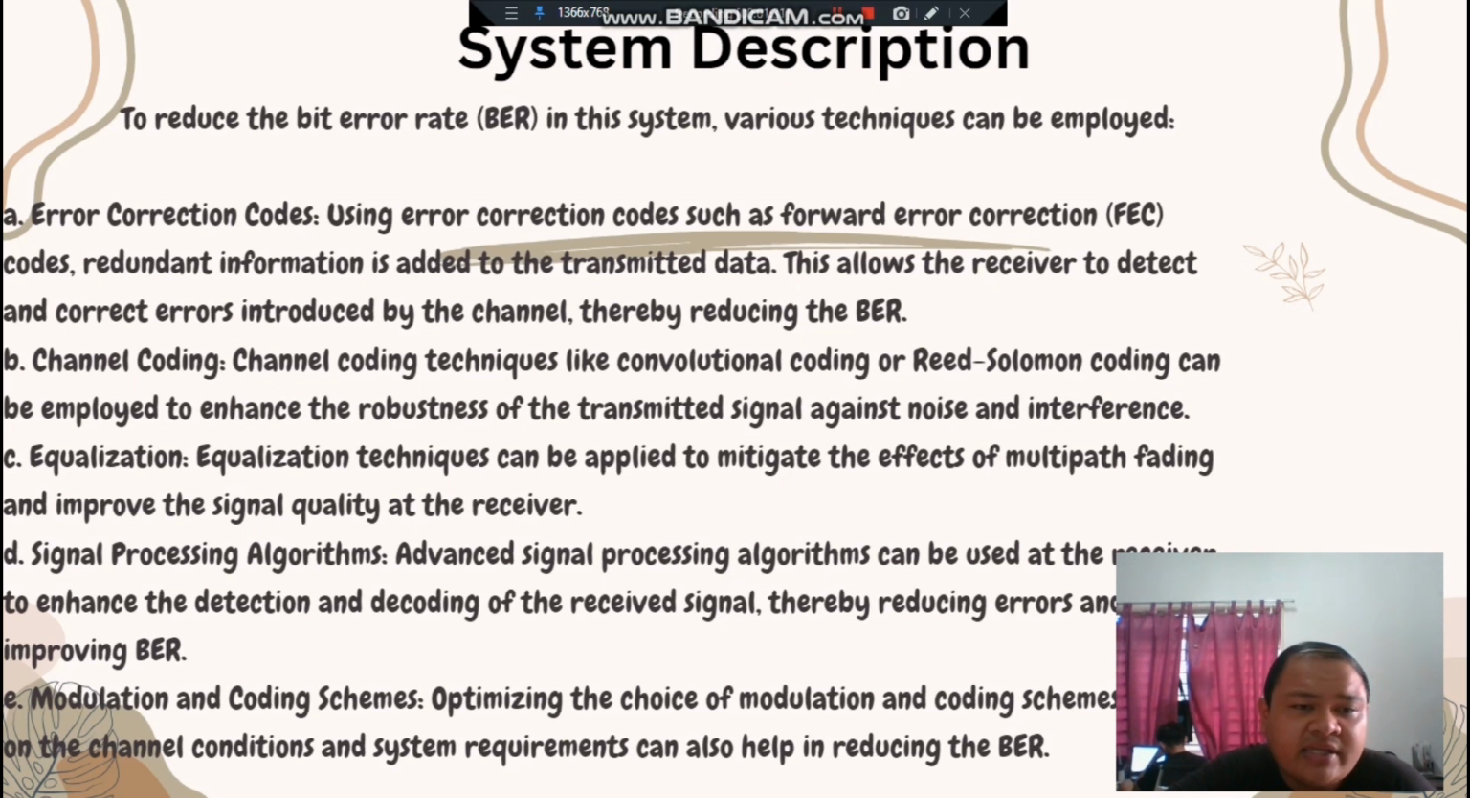C, equalization. Equalization techniques can be applied to mitigate the effects of multipath fading and improve the signal quality at the receiver. D, signal processing algorithms. Advanced signal processing algorithms can be used at the receiver to enhance the detection and decoding of the received signal, thereby reducing errors and improving BER. And lastly, modulation and coding schemes. Optimizing the choice of modulation and coding schemes based on the channel conditions and system requirements can also help in reducing the BER. Okay, for the next slide, I will pass to my friend.